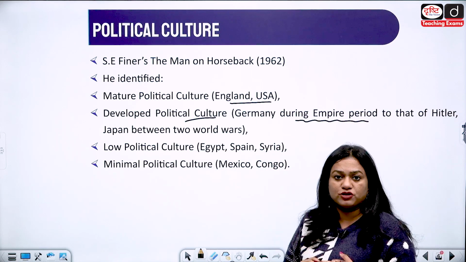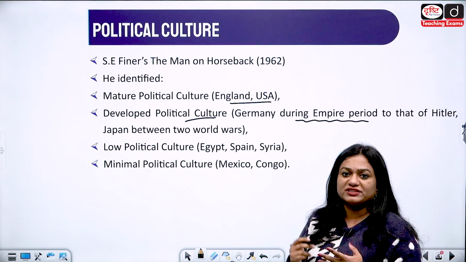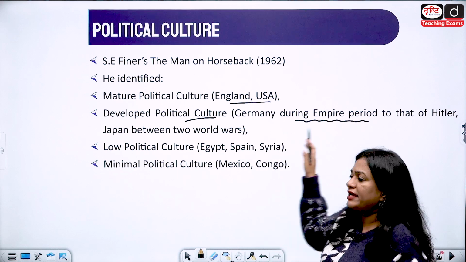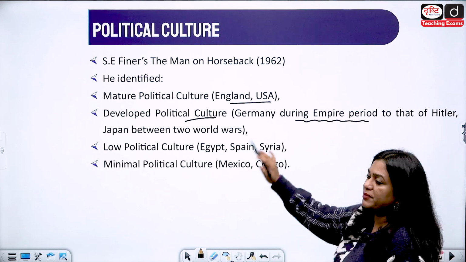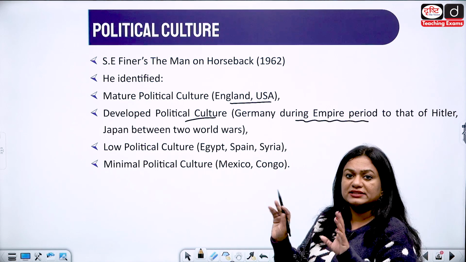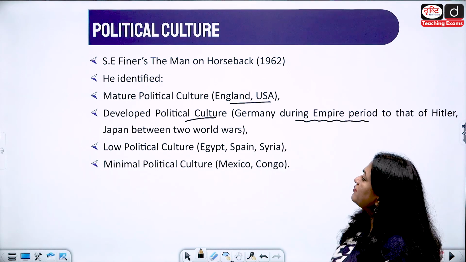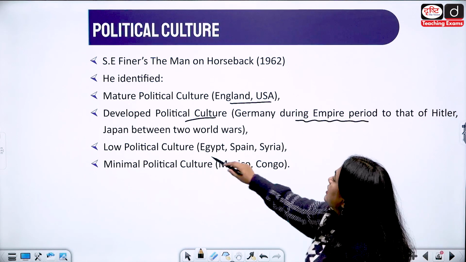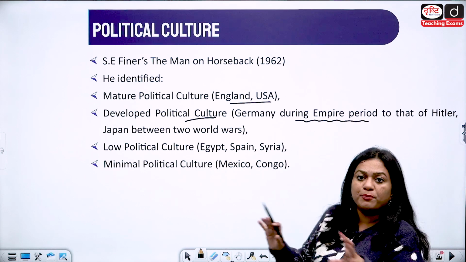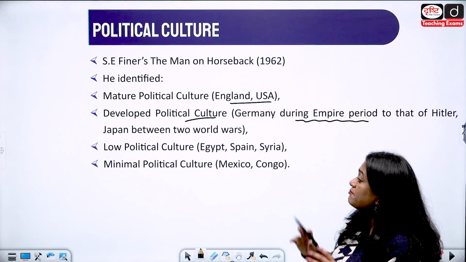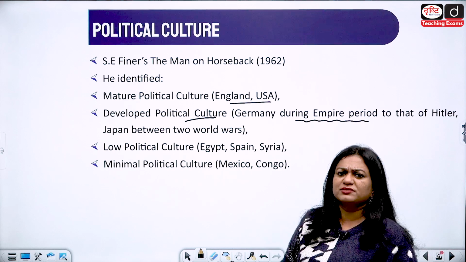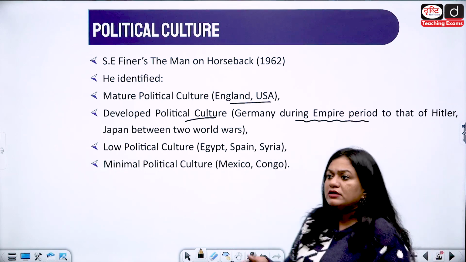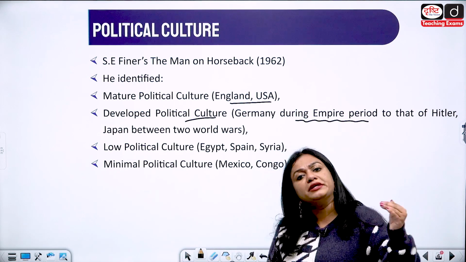So first is the mature political culture, observed in USA and Britain. Then you have the developed political culture in Germany during the empire period to that of Adolf Hitler, and Japan between the two world wars. Then we have the low political culture, which represented Egypt, Spain, Syria. Then we have the minimal political culture, more obvious in countries like Mexico, Congo. Let's say, in the third world countries specifically, or the newly decolonized countries.